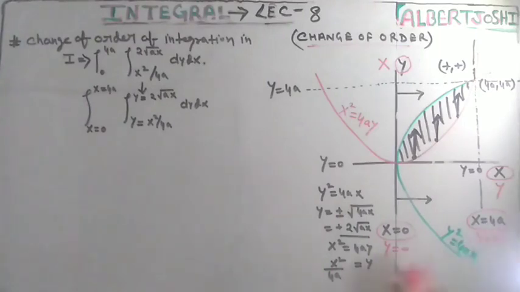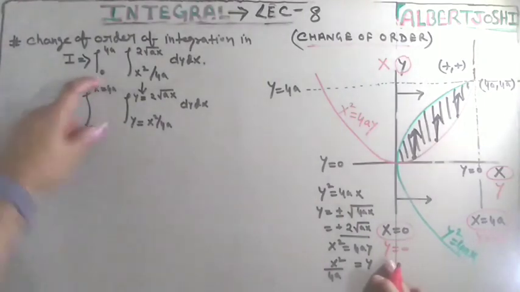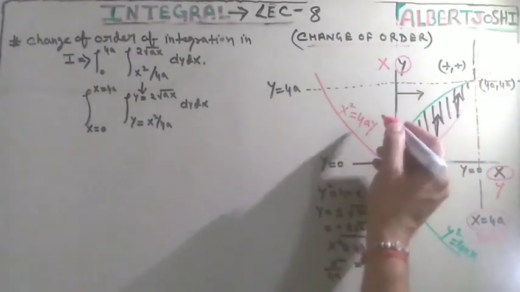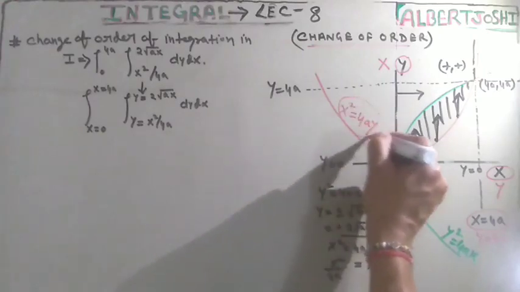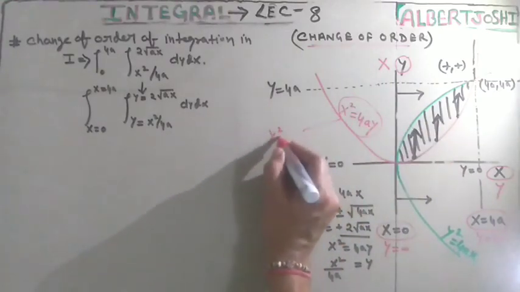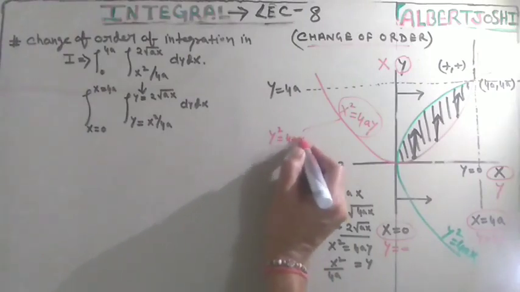So this change, we have used this one, and also this and this. In this condition, this will also change. This will also change. In this condition, this will be y square is equal to 4ax.